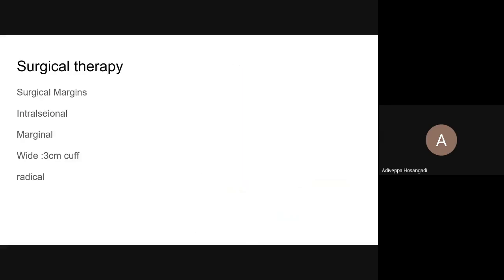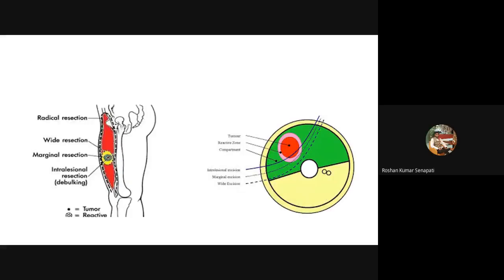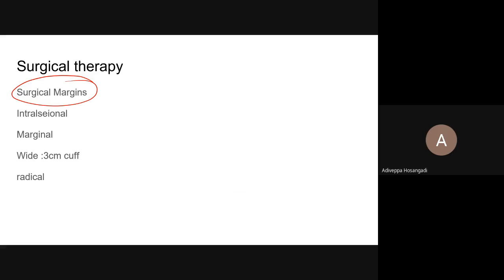So what is the surgical therapy? Here I'll explain the margins. As I mentioned, Roshan, I wanted to explain the surgical margins. So what are the margins? Whenever you remove the tumor, you should know how much margin you have to remove. The margins are intralesional, marginal, wide excision or radical excision. You have to remember this. There is no choice. The surgical margins are intralesional, marginal, wide and radical.